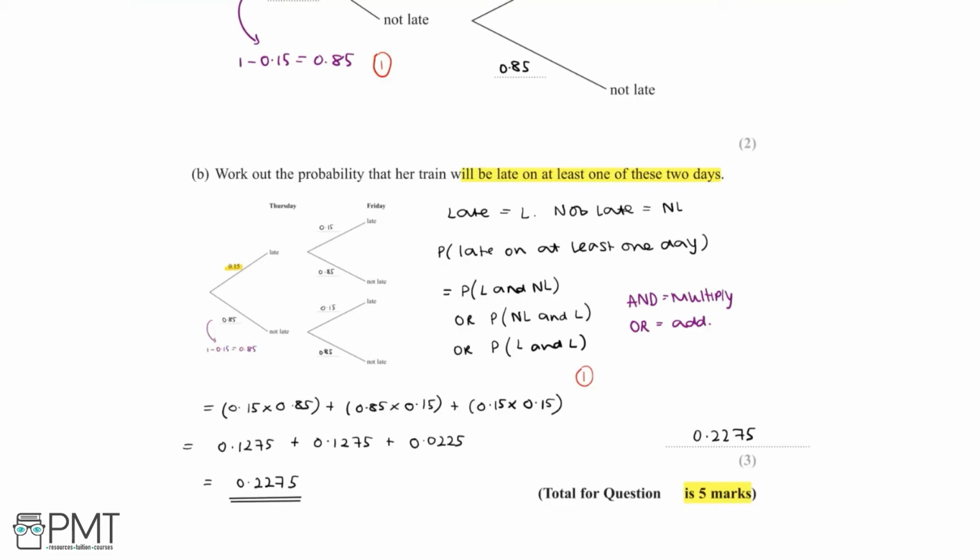Now we get the fourth mark for adding these 3 probabilities together. And we get the fifth mark for getting a final answer that the probability that her train will be late on at least one of these 2 days is 0.2275. And so we've now achieved the full 5 marks needed in this question.